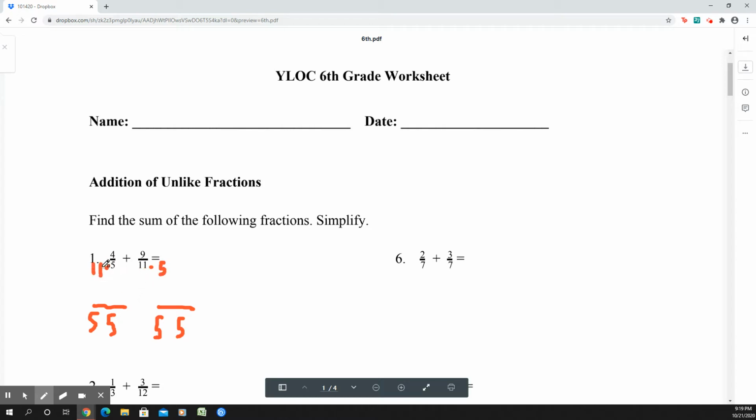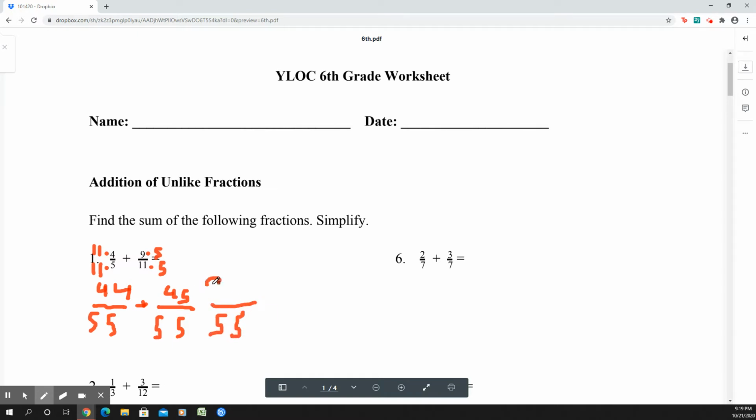Okay. And anything you do to the denominator, you have to do to the numerator, or they're going to be different numbers. And it's the same number. So then you have to multiply 4 by 11 and 9 by 5. And so you get 44 and 45. And then you just add. And when you're adding fractions, the denominator stays the same, and you just add the numerators.